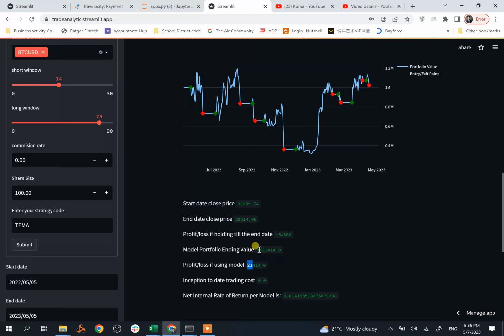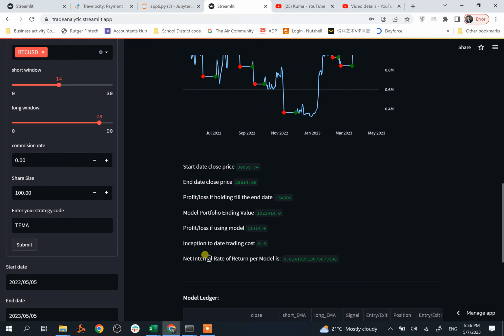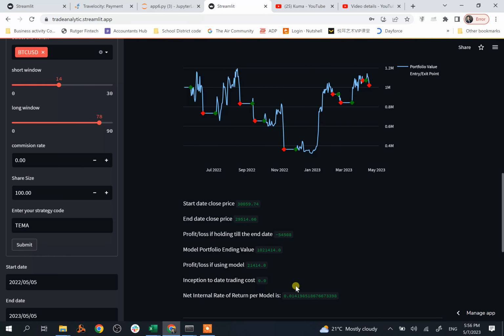Now there's two assumptions here, right? Because this is about 1,021,000. So this represents how much portfolio value you will have from the initial capital of 1 million and whatever profit you earn. This is a net internal rate of return. Here is about 1.41%. Okay, now this does not look very attractive, does it?